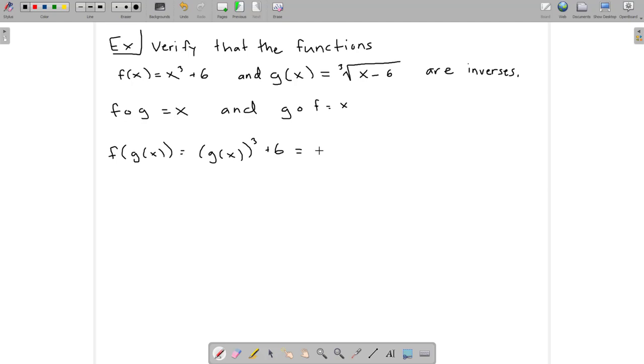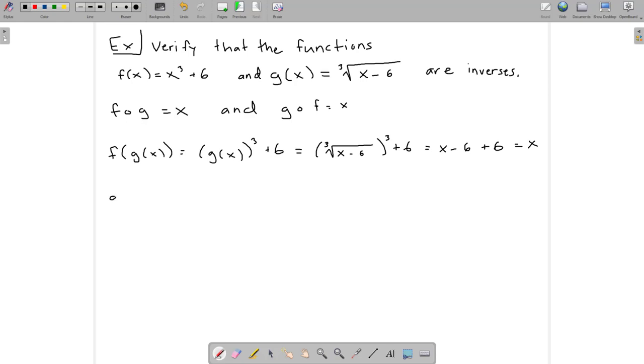We'll plug in g of x at this step, the cube root of x minus 6, cubed, plus 6. This cube root gets undone by the cube, the power 3, so I'm left with x minus 6 plus 6, which is going to give me x. So f of g works.